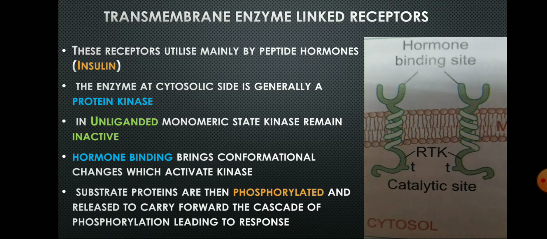Now you see the figure, we are having the cytosol, cytoplasm, which is inside the cell. We are having a membrane and the outside membrane portion. Okay, so in the cytosolic side we are having an enzyme, which is called protein kinase. Generally it is protein kinase. Now when unligaded, monomeric state, kinase remains inactive. Okay, so when unligaded, what it means, when the substrate is not attached, the kinase remains inactive. Okay, obviously, so it is inactive at that state.